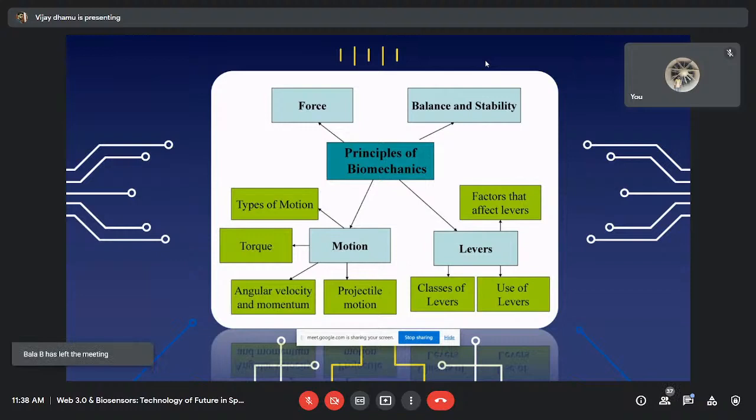So for a body to move, there are different types of motion that take place, and different types of forces that cause the motion. So linear force, angular force, and torque. Torque is nothing but the circulatory force that happens in the joint. See, in the elbow joint, this movement is called torque. And angular velocity and angular momentum, these are the derivatives of the basic movement, and projectile motion.